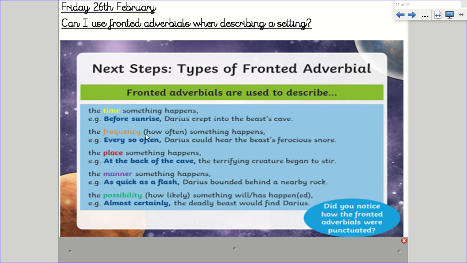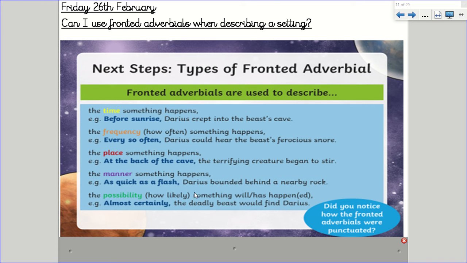The frequency, so how often something happens. Every so often, comma, Darius could hear the beast's ferocious snore. We could have an adverbial that tells us the place something happens. At the back of the cave, comma, the terrifying creature began to stir. The manner in which something happens, so how it happens, e.g. as quick as a flash, comma, Darius bounded behind a nearby rock.